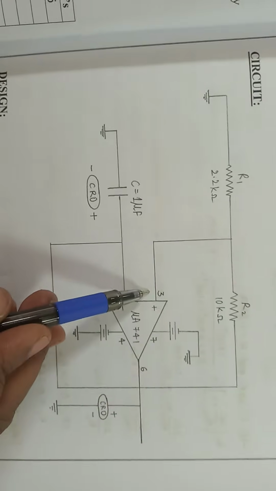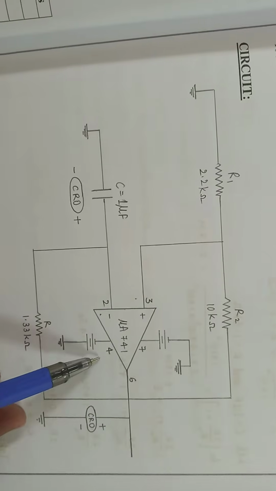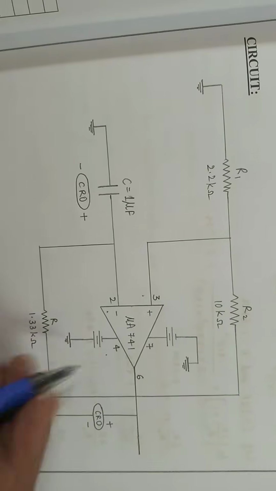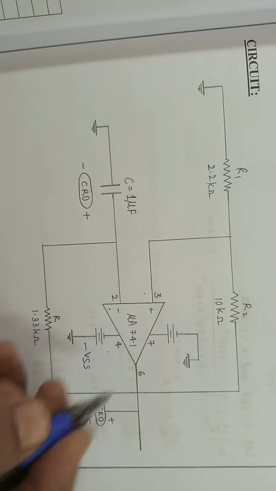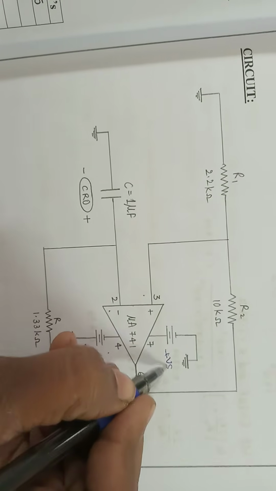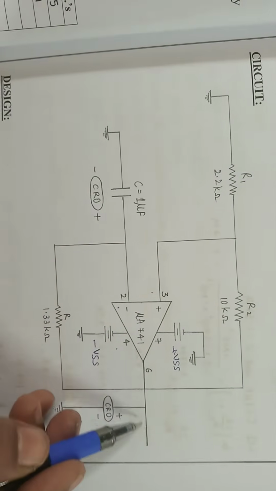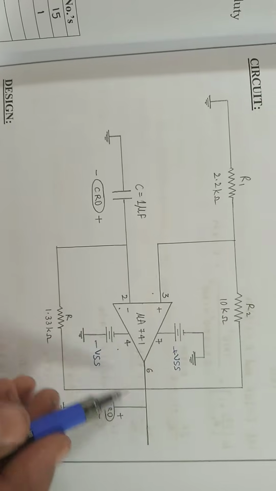Pin number 3 is the non-inverting terminal. Pin number 4 is the negative voltage, minus VSS, and pin number 7 is the plus VSS, and 6 is the output line, and 5 is not used.